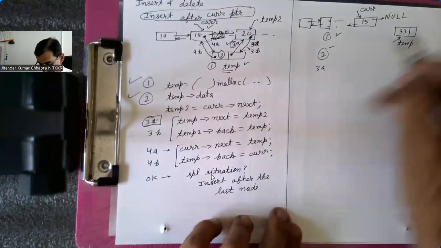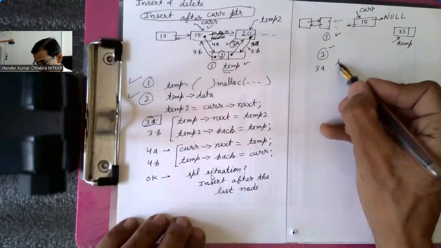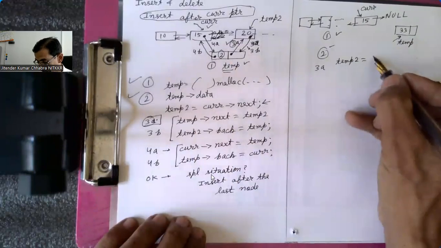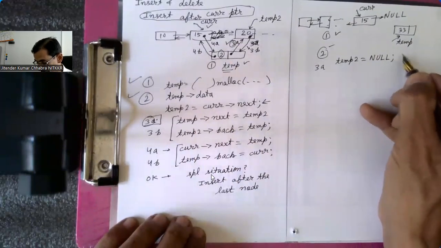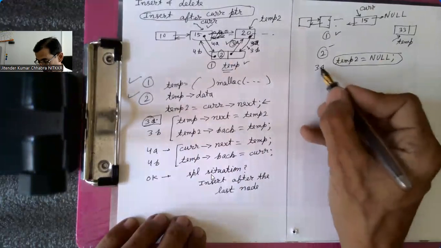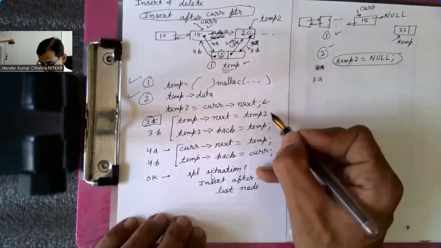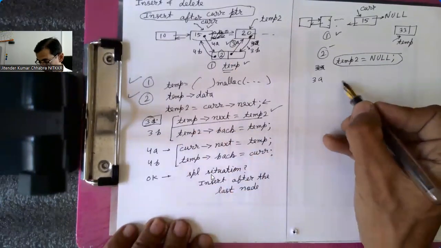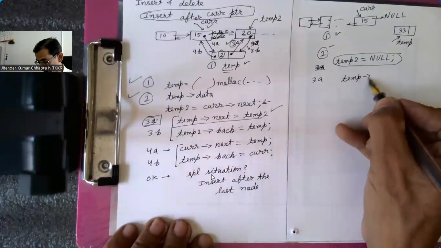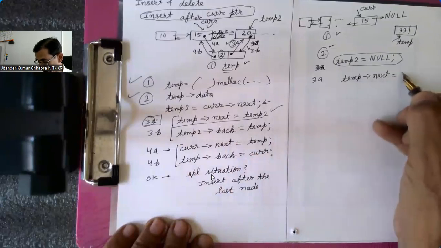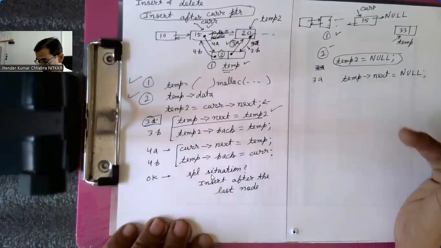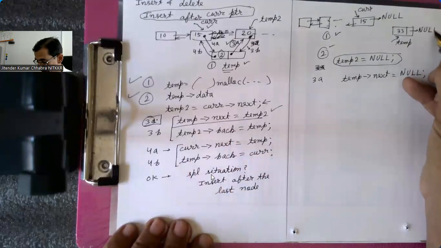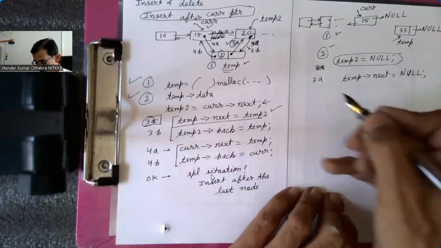Step 3a. Before that I have taken temp2 equal to current arrow next. That will mean temp2 becomes null, the last node doesn't exist after this. So 3A, this statement, temp arrow next equal to temp2. So temp arrow next becomes null. Not a problem. Still, this is a valid statement. NULL is always to be written in caps, just to remember. So temp arrow next means this becomes null. Perfect.